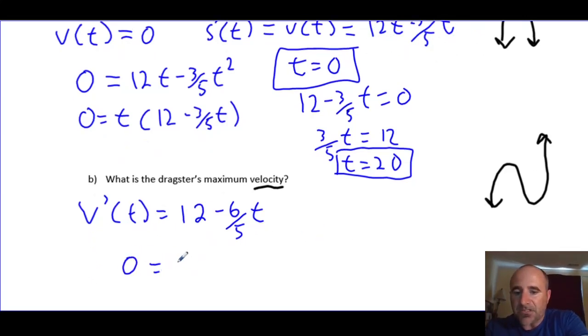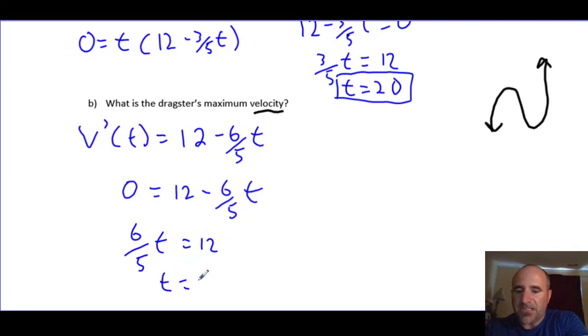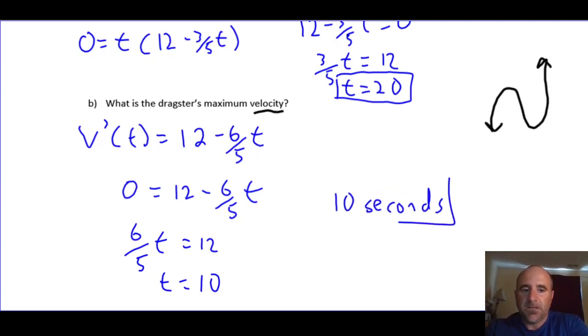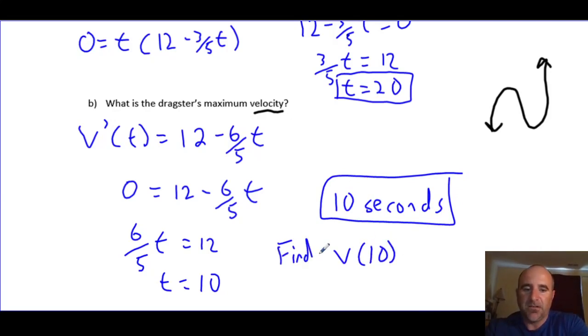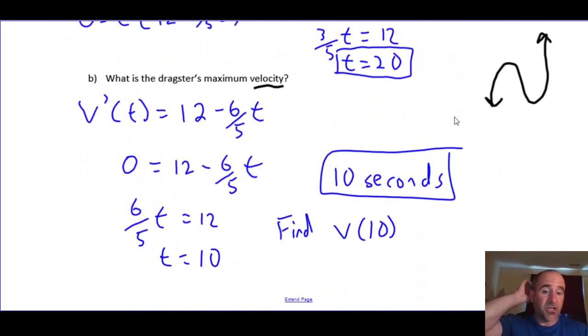So set that equal to 0 and solve for t. You will get 6/5 t equals 12. That's going to give you t equals 10. So the maximum velocity happens at 10 seconds. Now the question asked you for the maximum, so just find V of 10, that's the answer. Plug in 10 to the velocity equation, and there you go, you'll get your answer in meters per second.